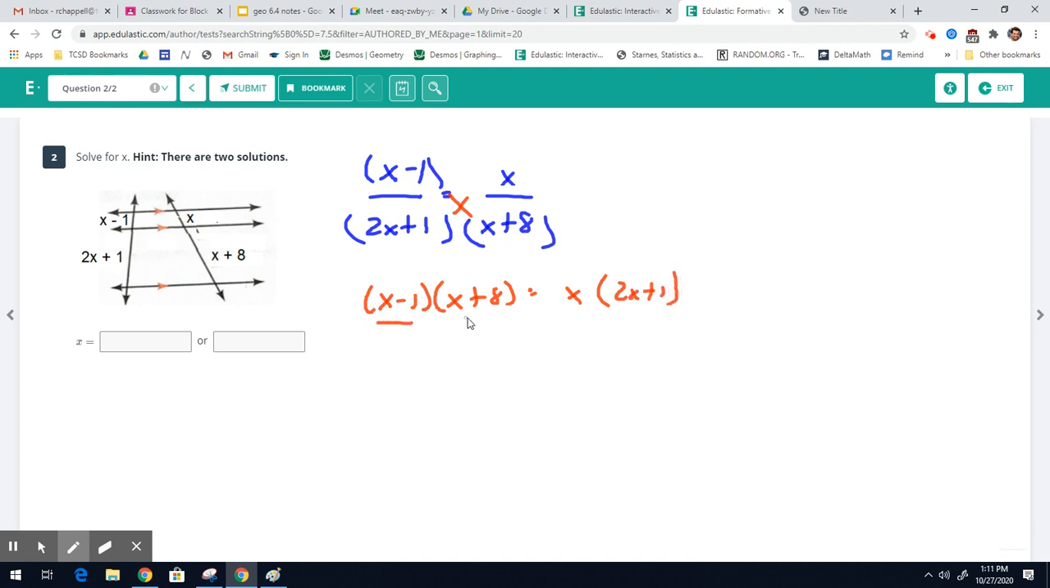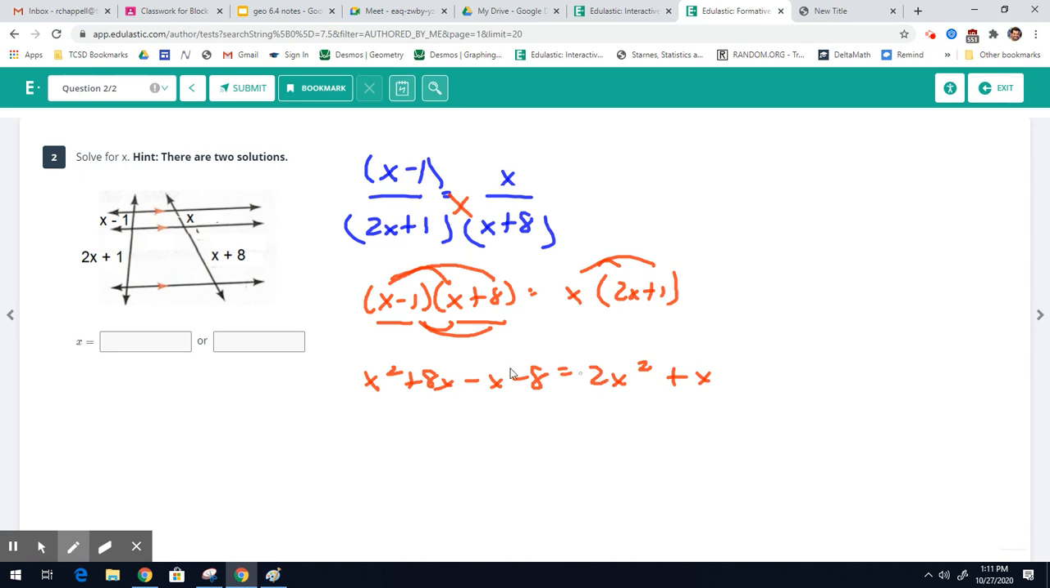Now this is what we call a binomial multiplied with a binomial, so we do that thing called foiling. Foiling is just a special term for distribution. The x goes to the x and the 8 to make x squared plus 8x. The negative 1 goes to the x and the 8 to make negative x minus 8. On the right-hand side, the x goes to the 2x to make 2x squared, and the x goes to the positive 1 to make positive x.